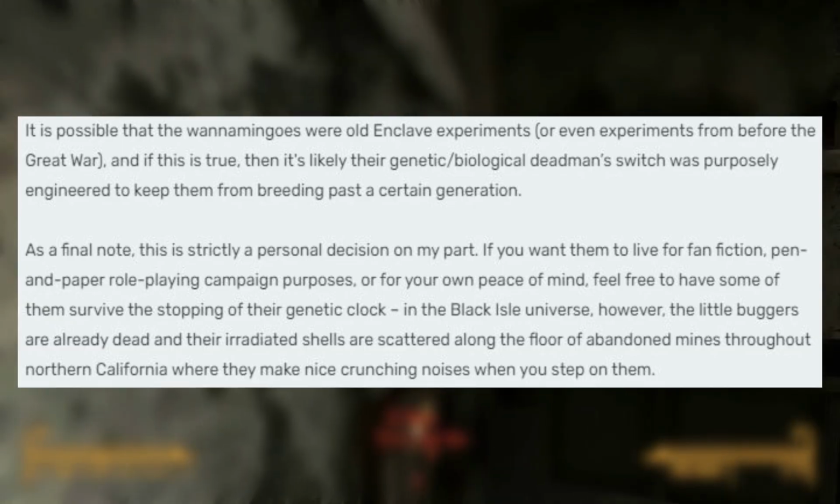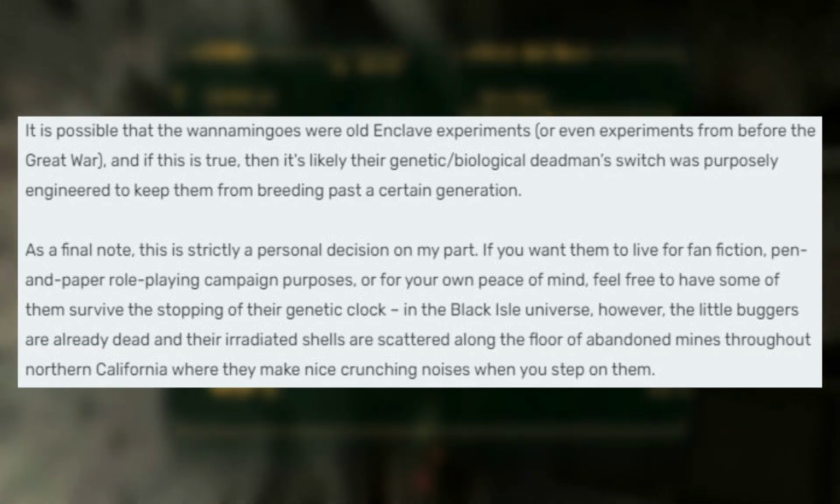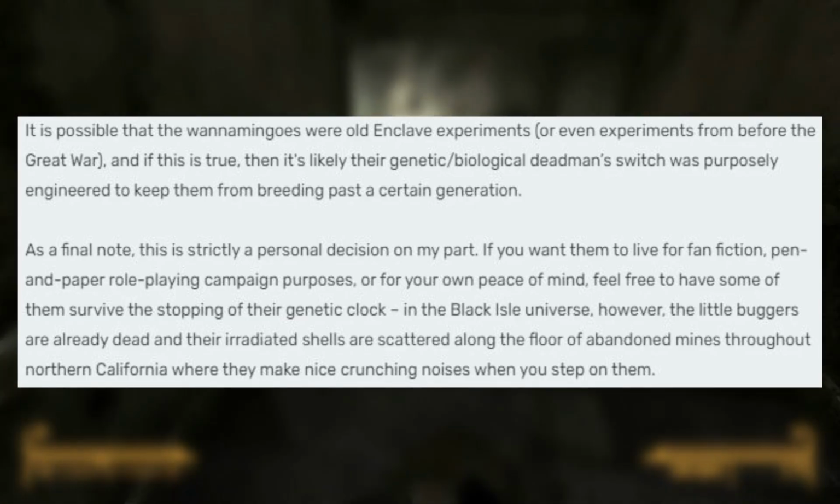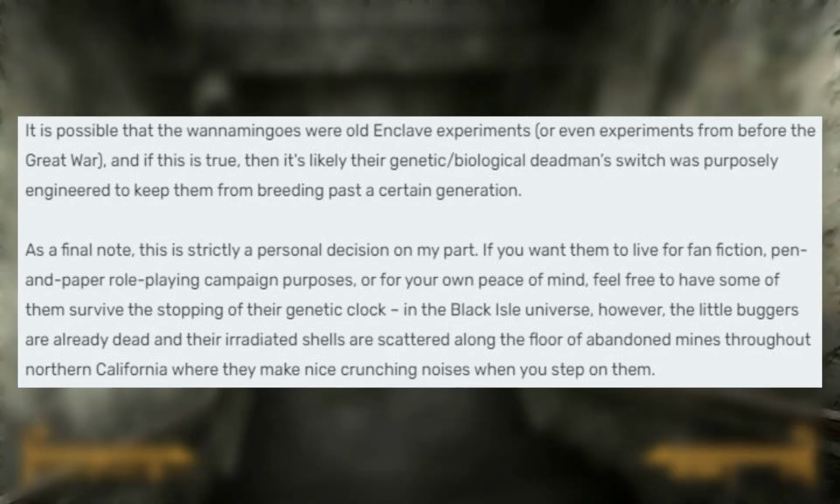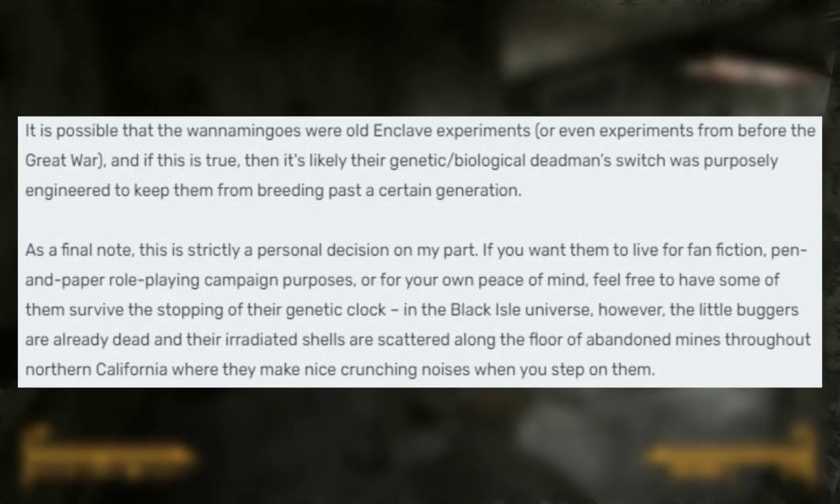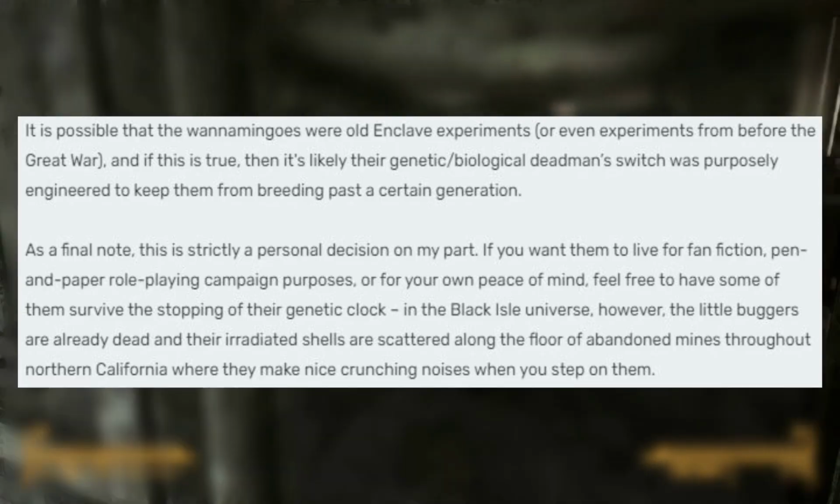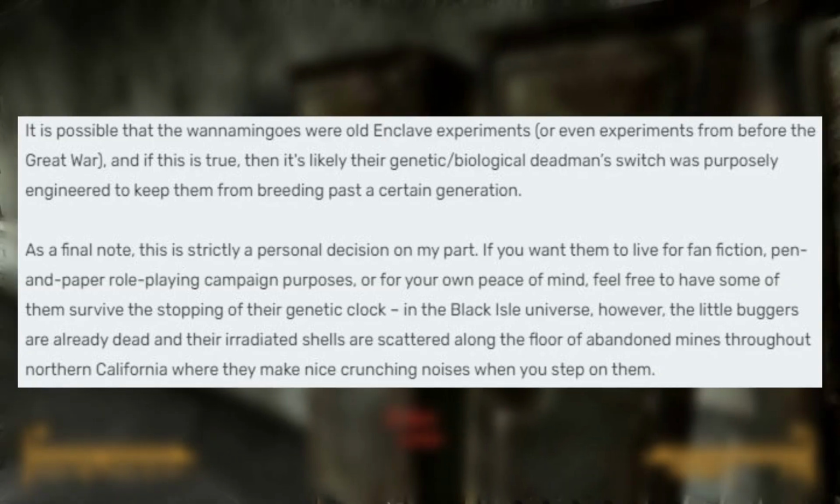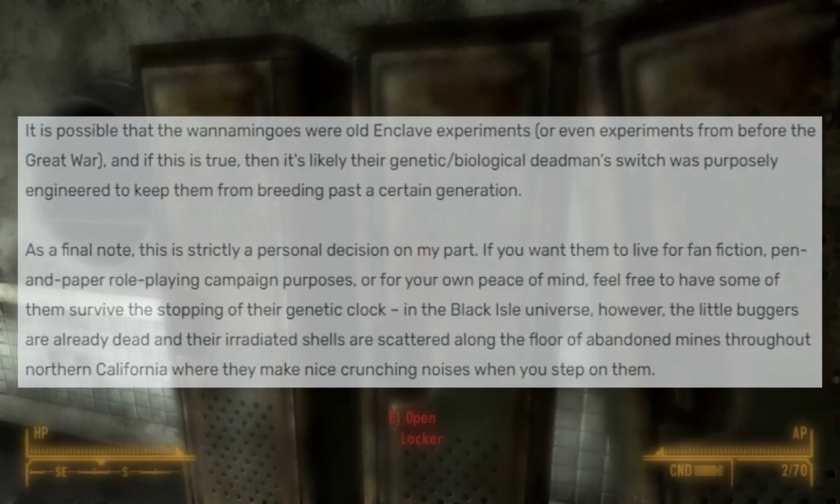If you want them to live for fanfiction, pen and paper role-playing, campaign purposes, or for your own peace of mind, feel free to have some of them survive the stopping of their genetic clock. In the Black Isle universe, however, the little buggers are already dead, and their irradiated shells are scattered along the floor of abandoned mines throughout Northern California, where they make nice crunching noises when you step on them.